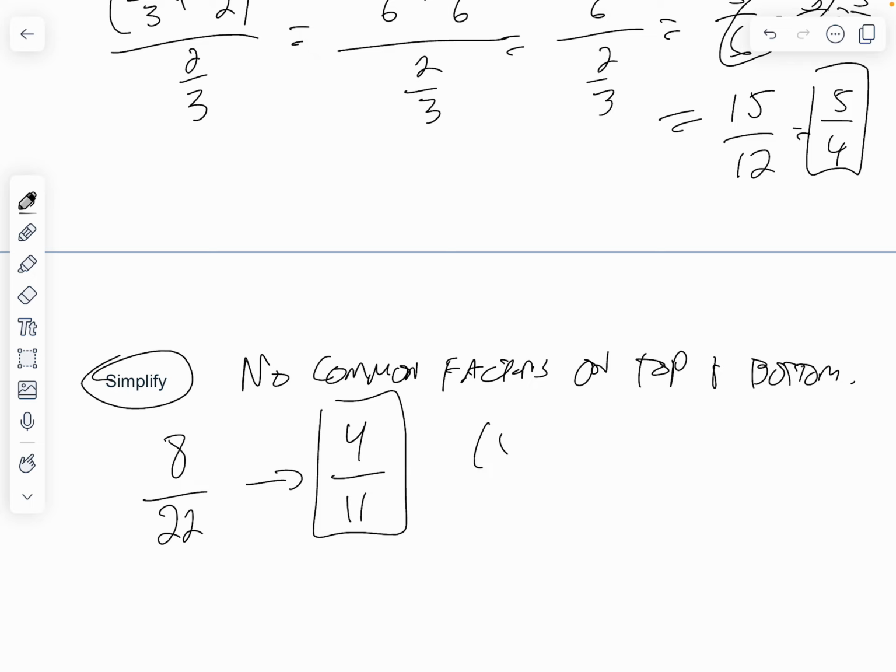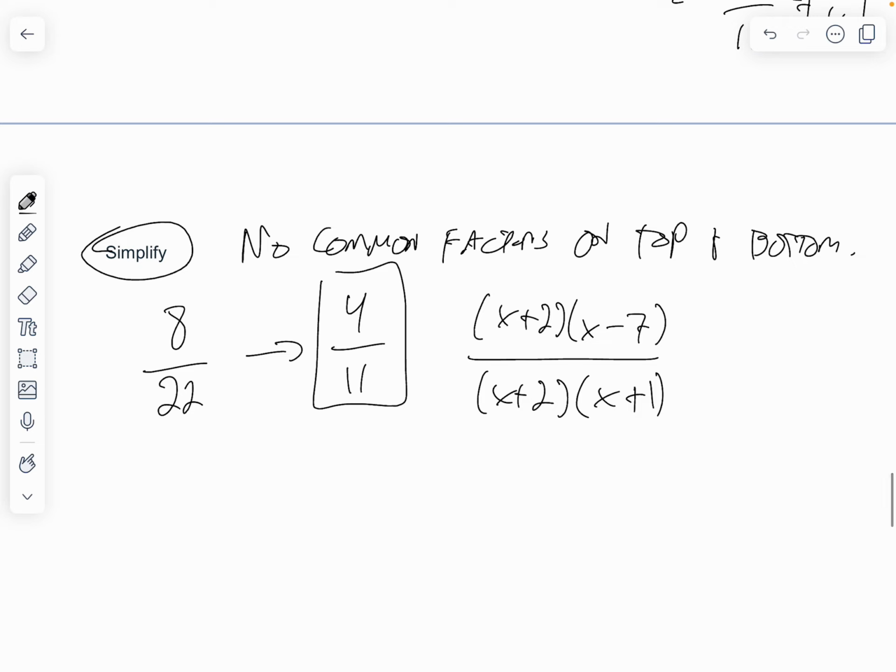It's harder though if you have something like x plus 2 times x minus 7 over x plus 2 times x plus 1. When it's written in factored form like this, it's really easy to see, oh yeah, I just cancel out the x plus 2's. But the way that they're going to give this to you is not like that. They're going to give you x squared plus 2 minus 7 minus 5x minus 14, and then on the bottom, x squared plus 3x plus 2. They're going to give you this problem, and they're going to say simplify.